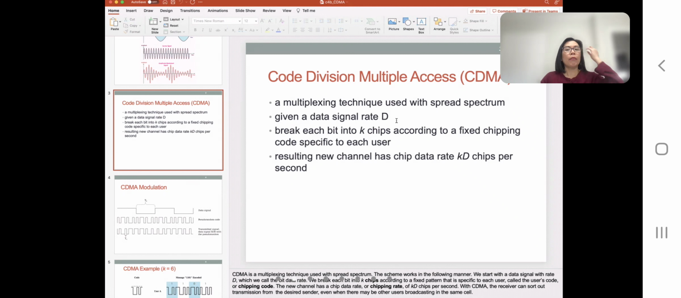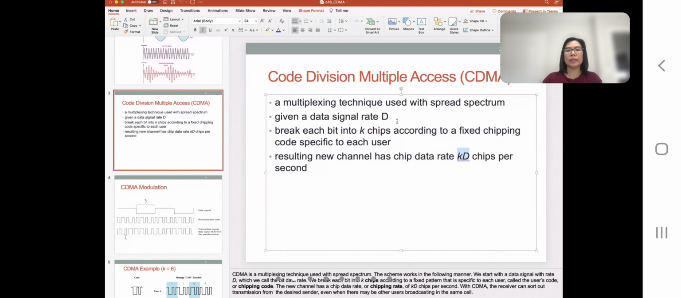Because now for every bit we break it into K smaller bits, the new data rate is K times D, right? So for example, if D is, let's say, 1 kilobit per second, and then you break each bit in this stream into, let's say, 8 smaller bits, now the new data rate would be 8 kilobits per second, right? So that's the main idea.